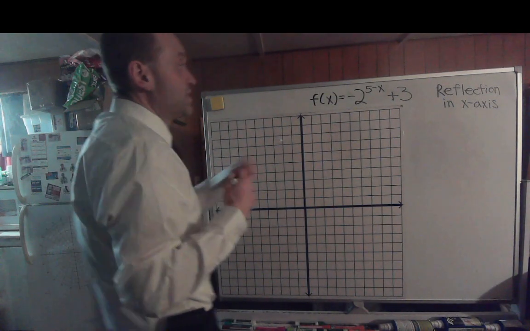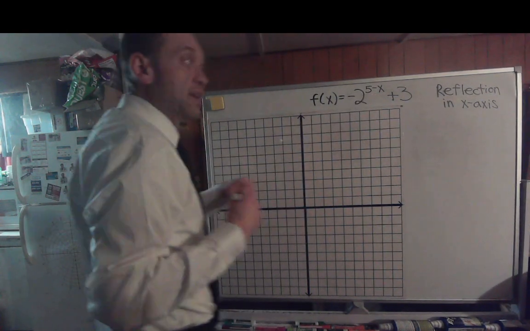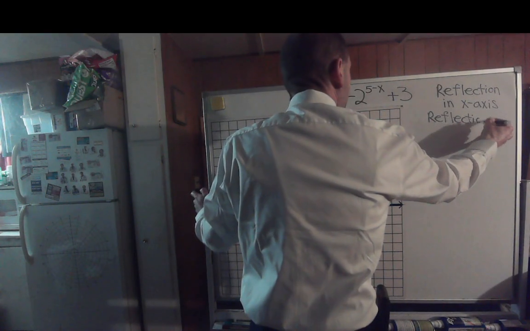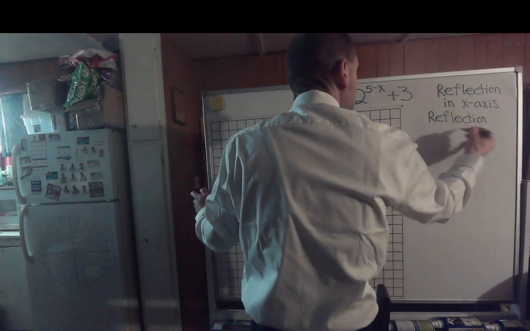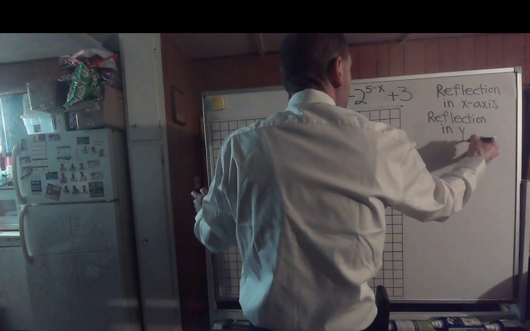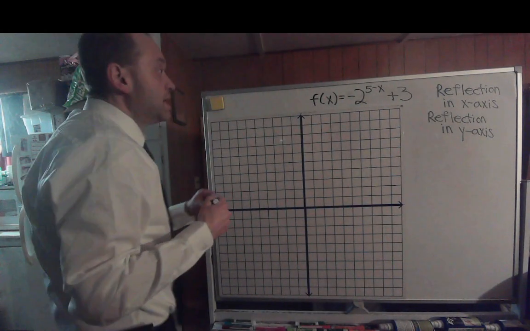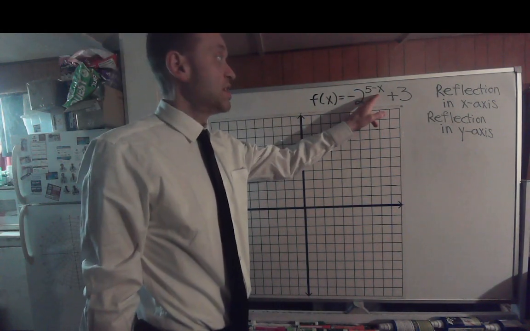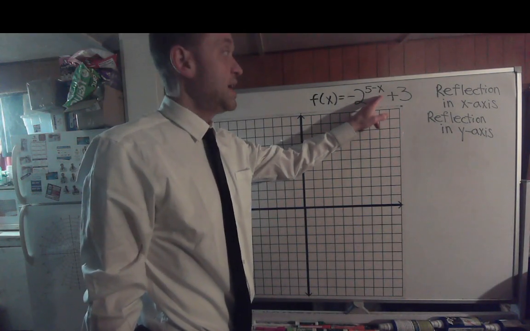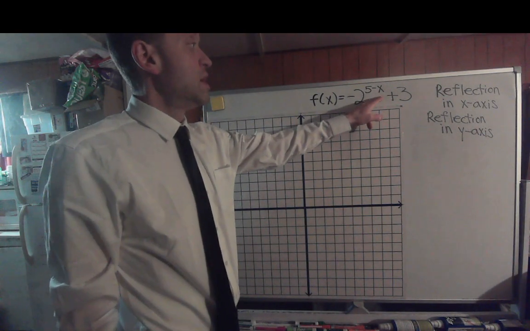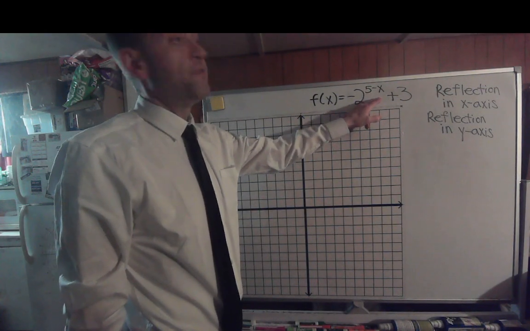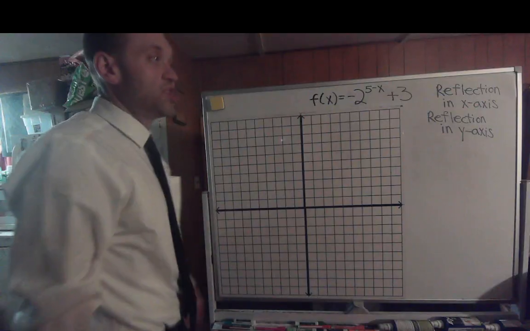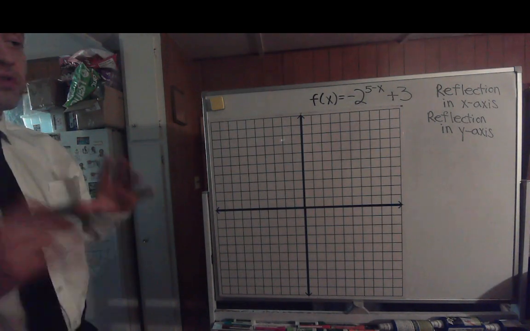Now, you have 5 minus x. That negative x also denotes a reflection in the y-axis. This is how it varies from the original 2 to the x. So we have a reflection in the x-axis. We also have a reflection in the y-axis. Now, that 5 minus x you could think of as negative x plus 5. So, with 5 minus x, you're shifting everything to the right 5 units.